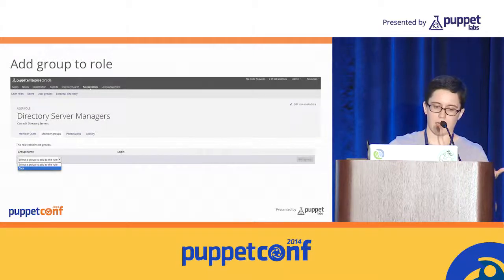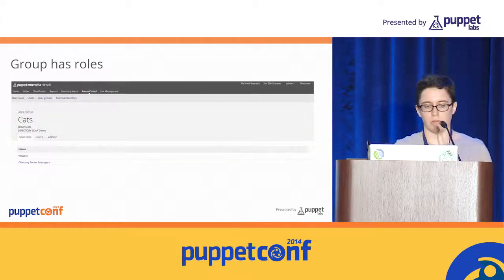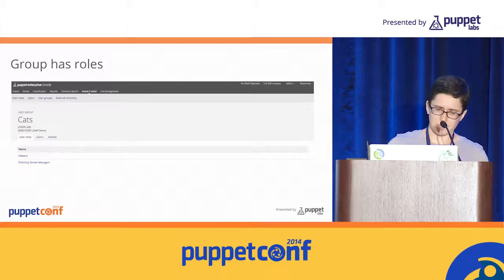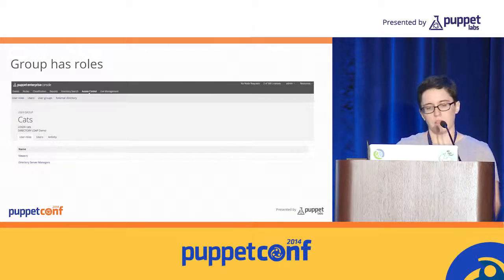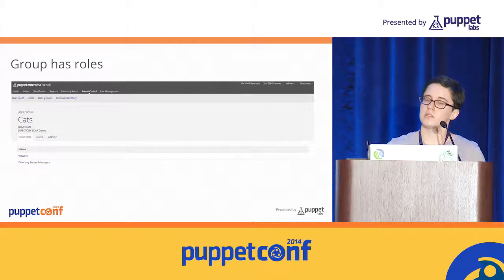So I'm going to add my group to my newly created role. And then if I go and look at my cats group, I can see I have 2 roles on it. I have the viewers, which I gave to it, and then also this new directory server manager's role. So based off of the permissions of those 2 roles, all of the members of this group will have the ability to view everything, but only to edit the classification for that directory servers group. Nothing else.